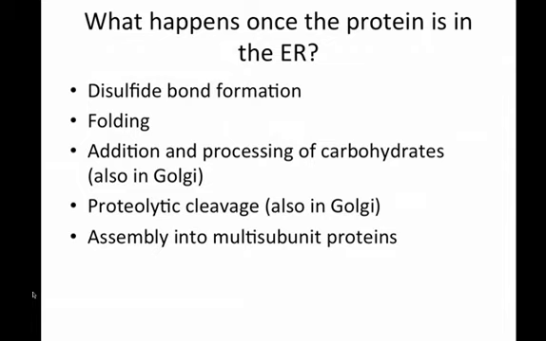Addition and processing of carbohydrates. Big chunks of sugars are added. This also happens in the Golgi, so it's not just in the ER. Things are added in the ER, and then more processing happens in the Golgi. And that difference between what the sugars look like in the ER and in the Golgi is useful when people are studying where things are. You can differentiate between what the sugars look like and tell where that protein is.